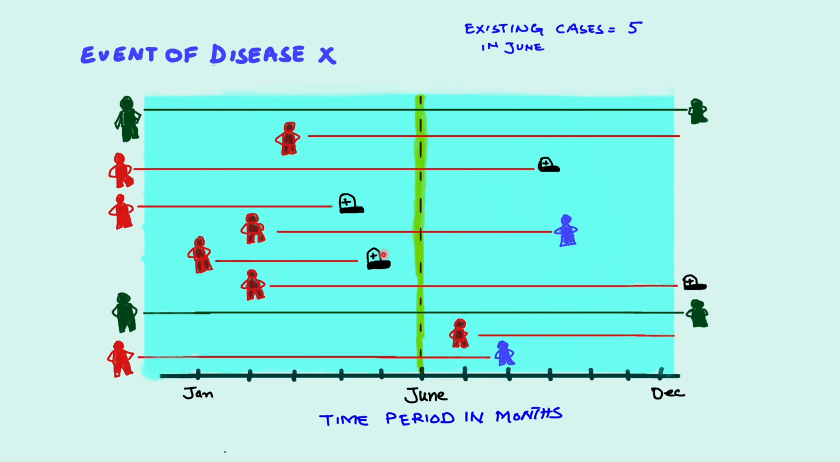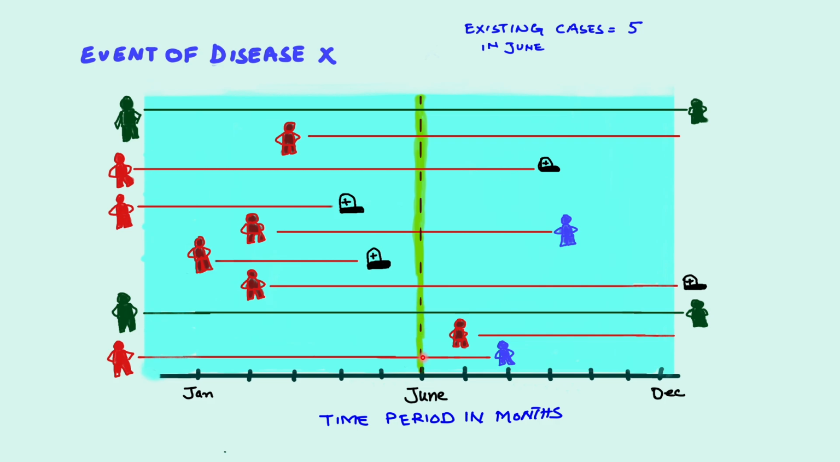This individual is not included because they died before June. This individual is included. This one is included. Therefore, we have a total of 5 existing cases in June. 1, 2, 3, 4, and 5.